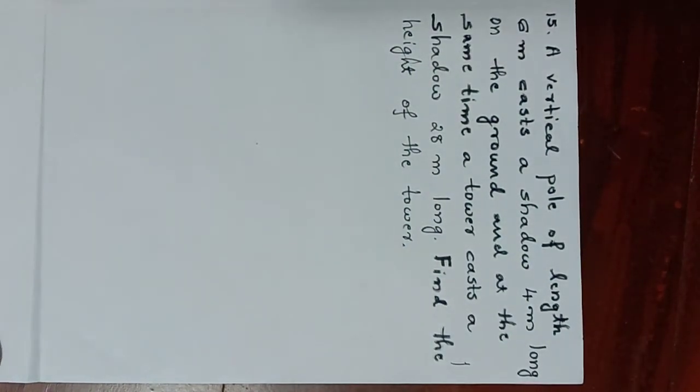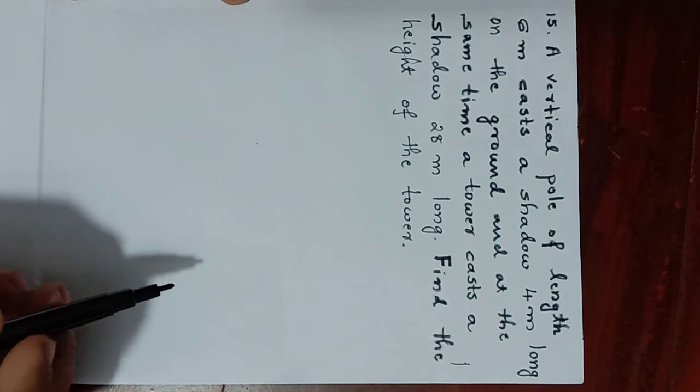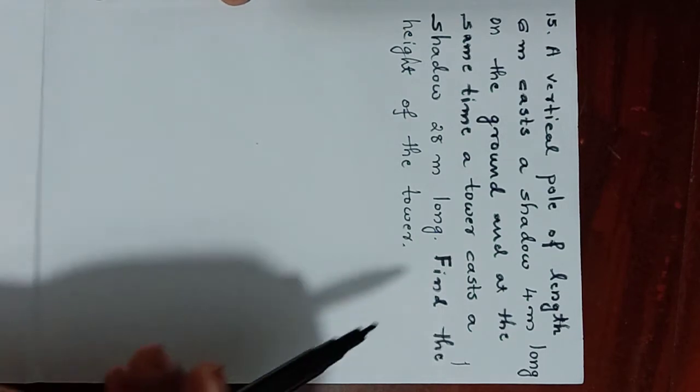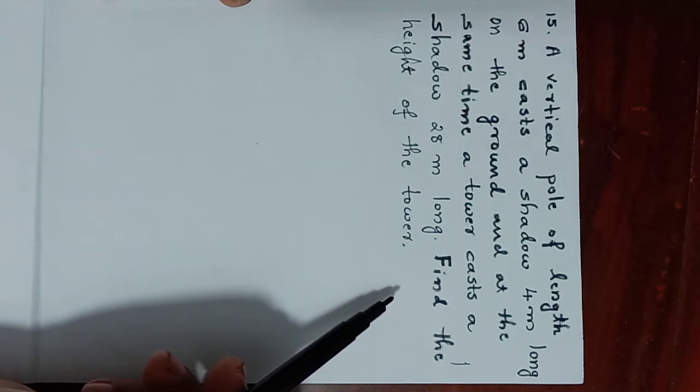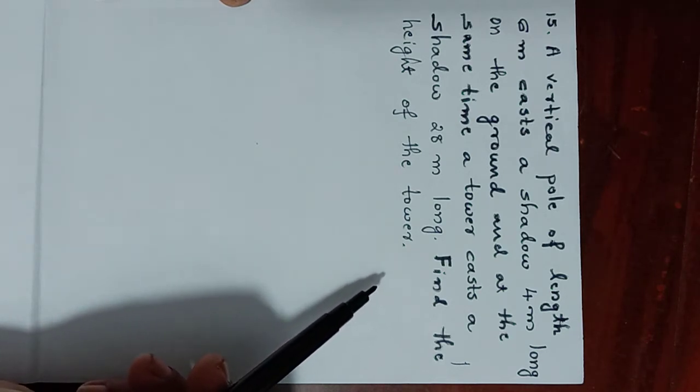Here comes the next question. A vertical pole of length 6 meter casts a shadow 4 meter long on the ground, and at the same time a tower casts a shadow 28 meter long. Find the height of the tower. So here we have to draw the figure.